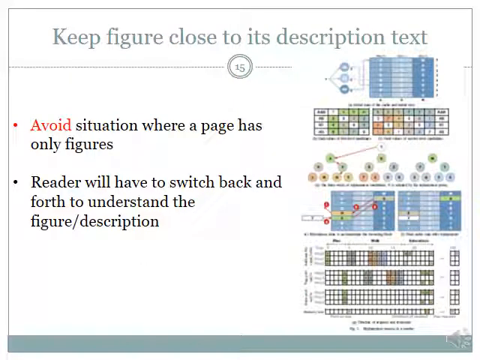Another is that you should avoid the situation where a page has only figures. So here is an example on the right where I have taken these figures from a single page from a research paper. So this page has only figures, and the text which describes this figure is either on the previous page or the next page. So now you can understand the reader has to switch back and forth to understand the figure and the description. The figure is incomplete without the text, and the text is incomplete without the figure.